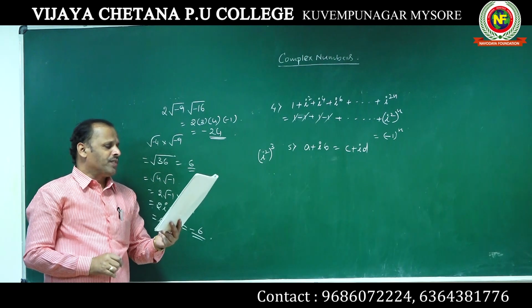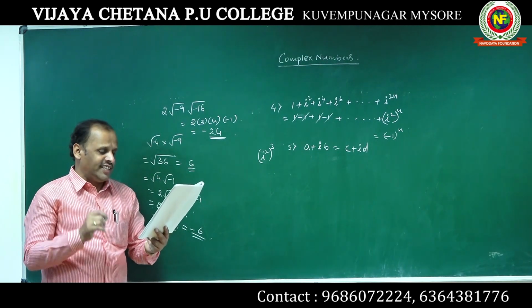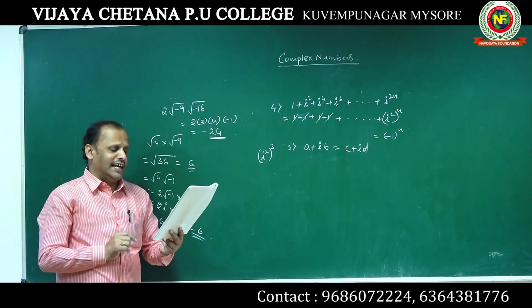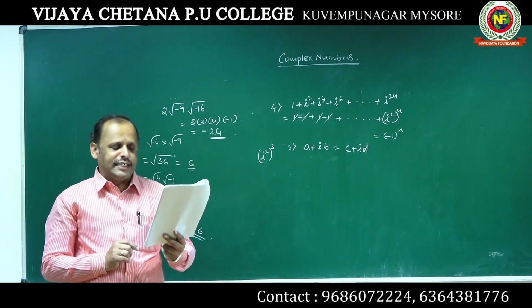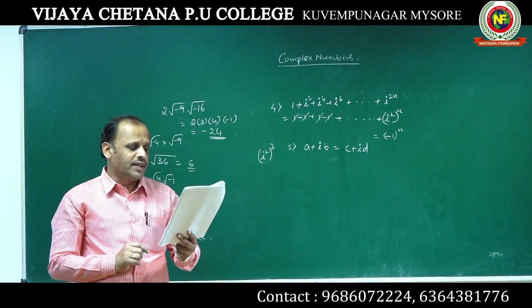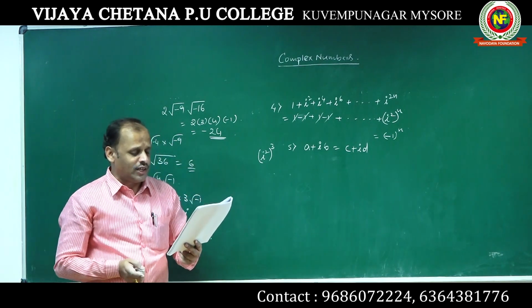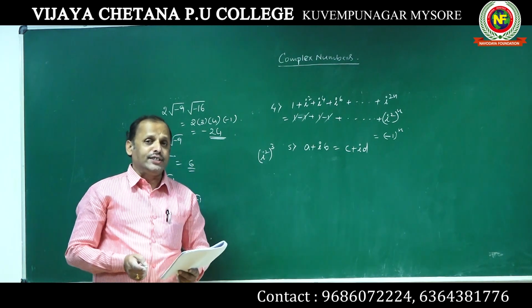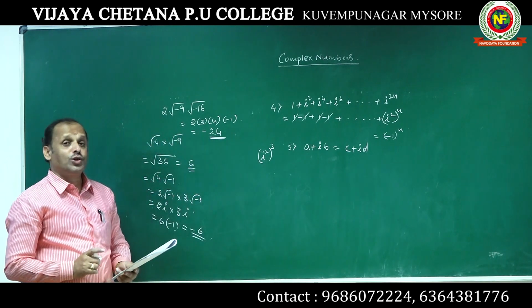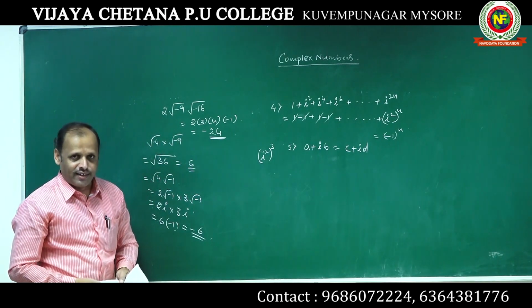First option, A square plus C square is equal to 0. Second option, B square plus D square is equal to 0. Third option, B square plus C square is equal to 0. Fourth option, A square plus B square is equal to C square plus D square.